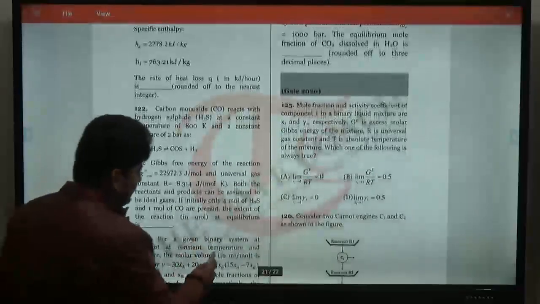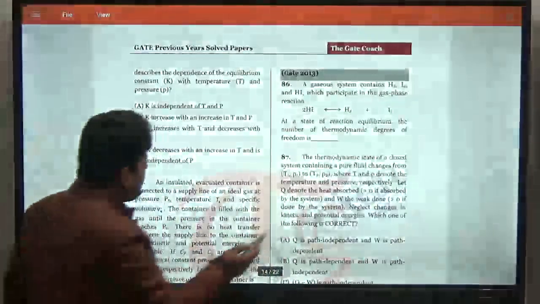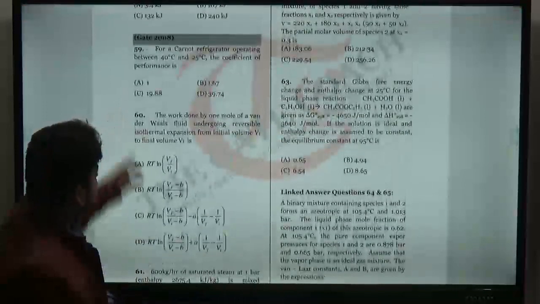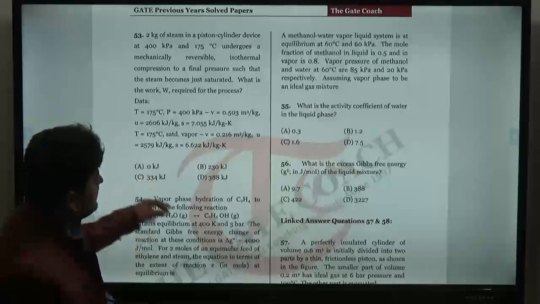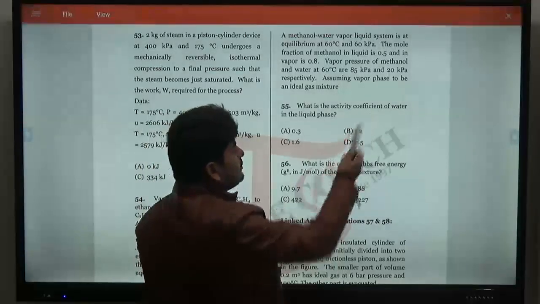Similarly, there was one more question. Maybe that is on page number 14. Okay, it is on 11. 55 and 65 or 54, 55, I don't know. Yeah, 55 and 56. This is the question.